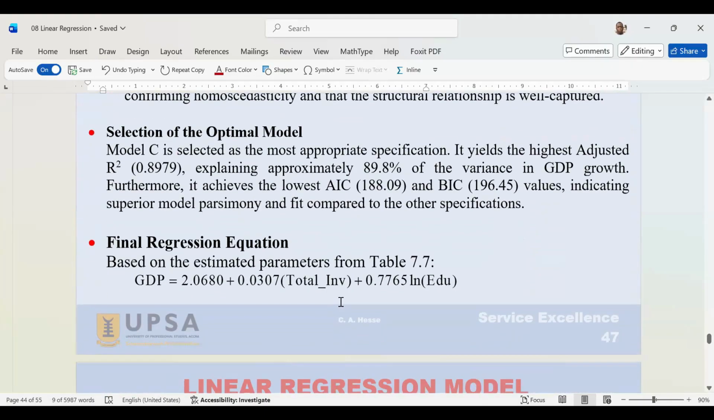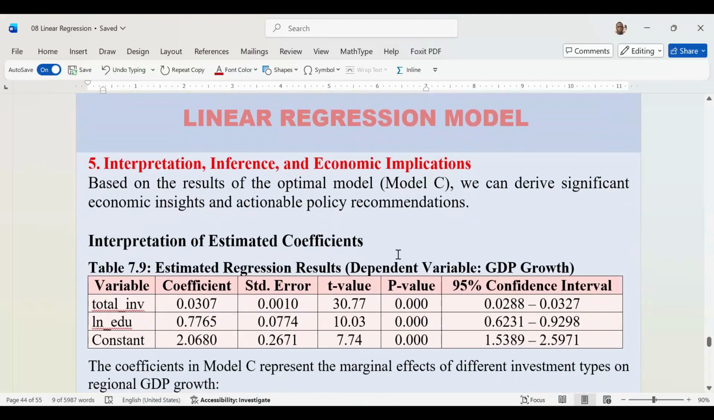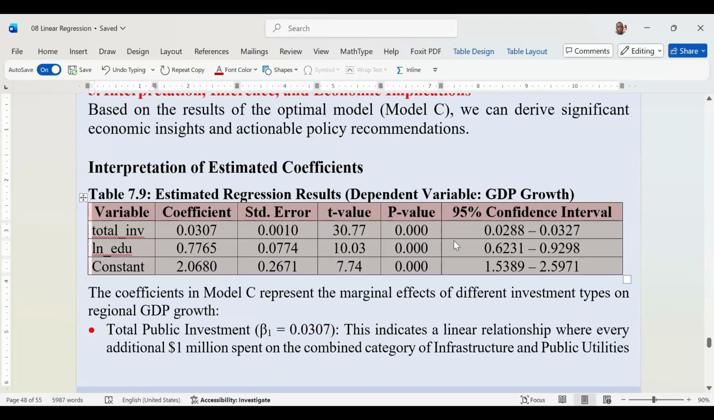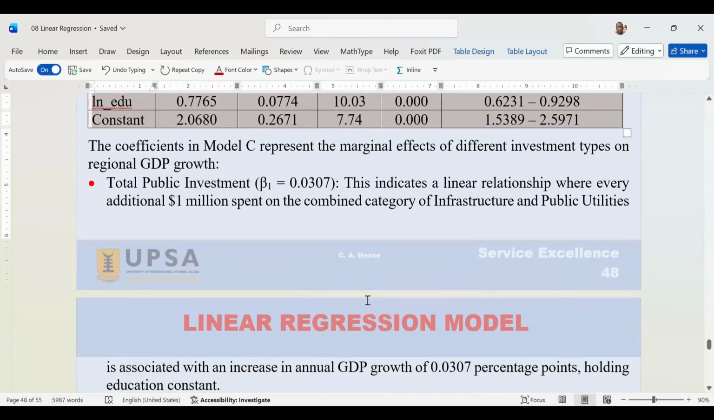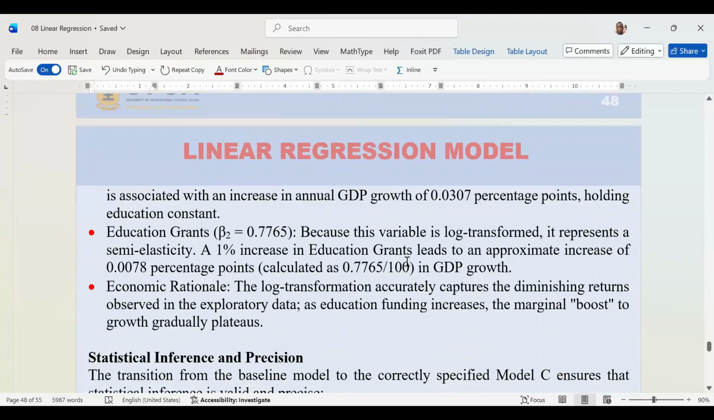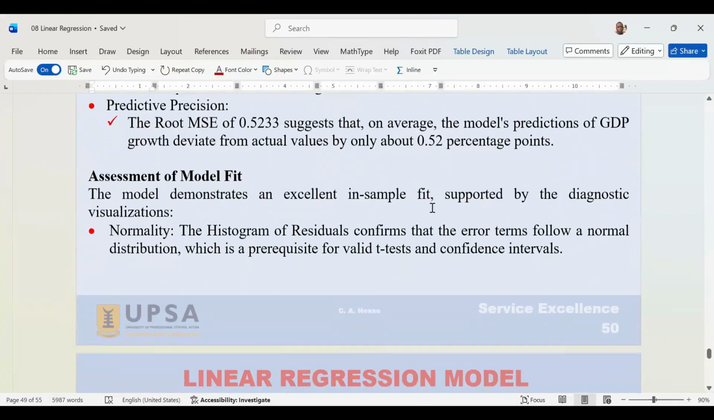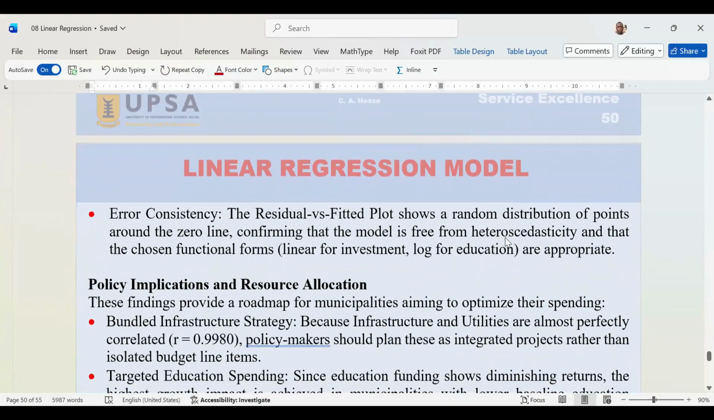Please, are you with me? Yes. So the final regression equation has been written nicely. Then for the interpretation, I wrote the coefficients of the optimal model. You don't need to write all the coefficients because you don't know which one you are going to use. When you get the optimal model, you write the coefficients and their p-values, confidence intervals, t-values, standard errors, and so on. Then you write down the equation and interpret the coefficients and the statistical inferences on precision. Assessment of model fit, everything has been done.